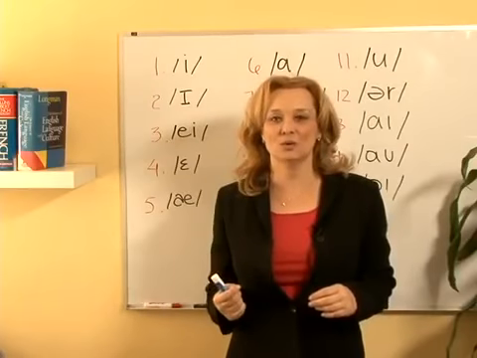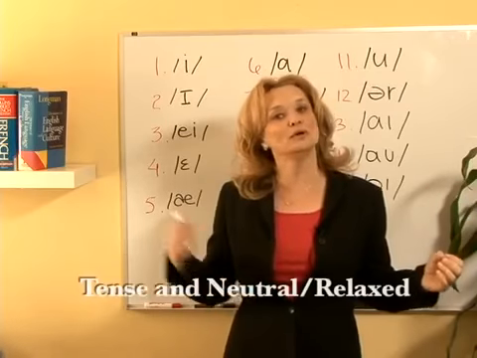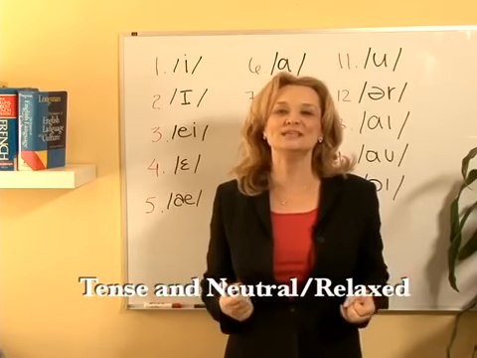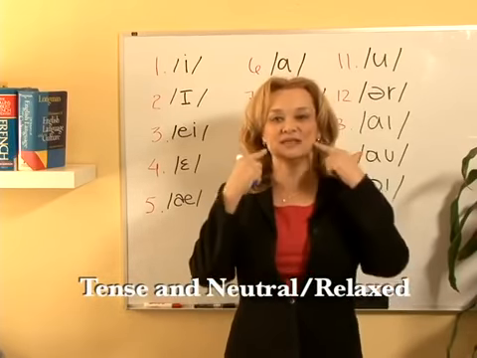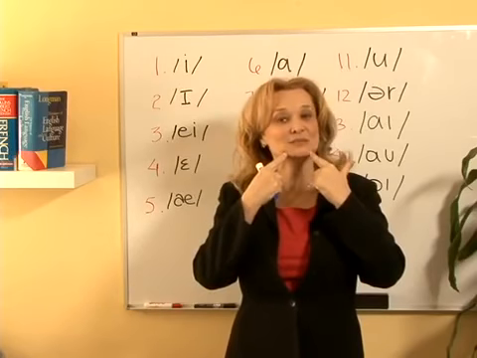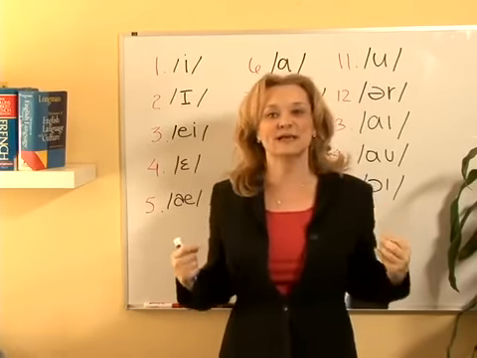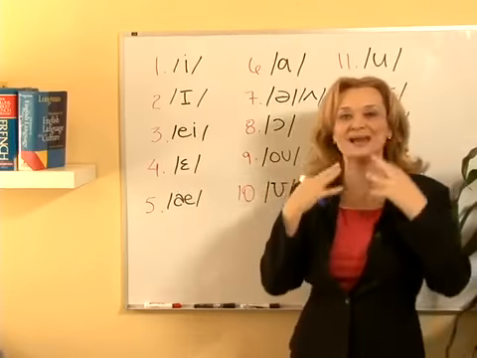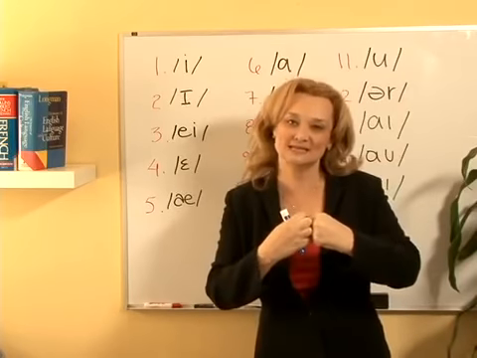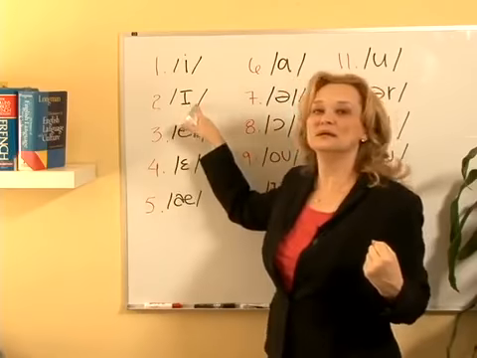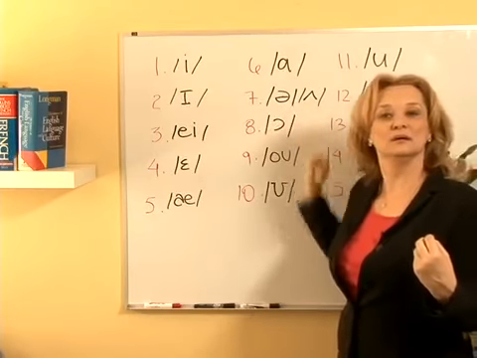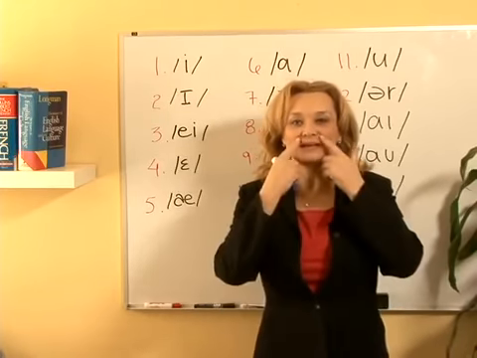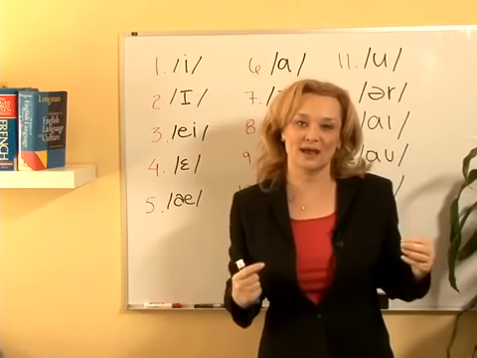We categorize vowels as either tense or neutral, or sometimes we say relaxed instead of the word neutral. When we say a vowel is tense, it means that our tongue is tense and sometimes our lips are also tense. For example, when I say E or when I say O, there's a lot happening. My mouth is moving and it's tense. When I say I or when I say the neutral sounds, there's not much happening in my mouth. My lips are relaxed and my tongue is relaxed in the back.